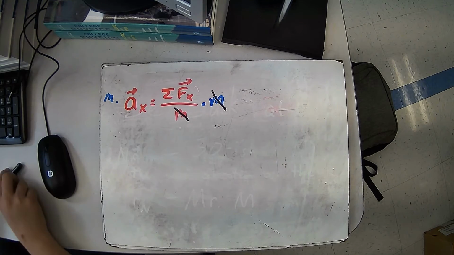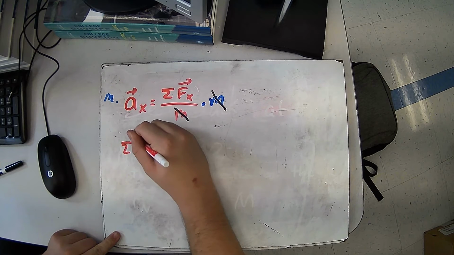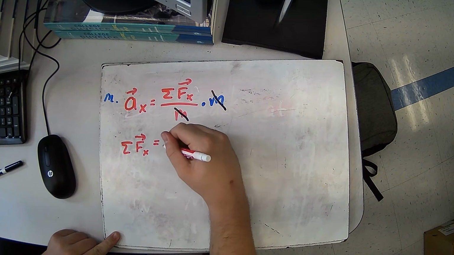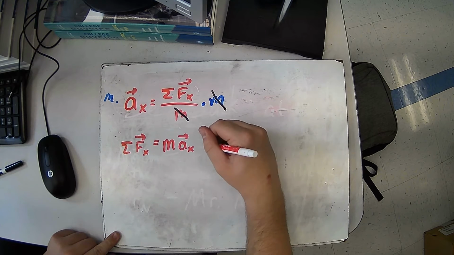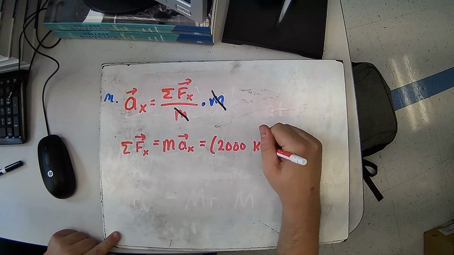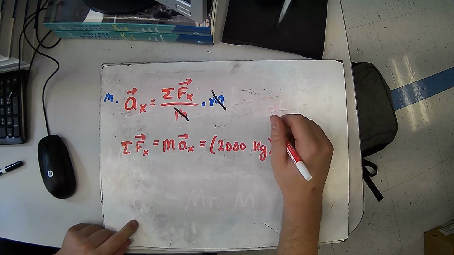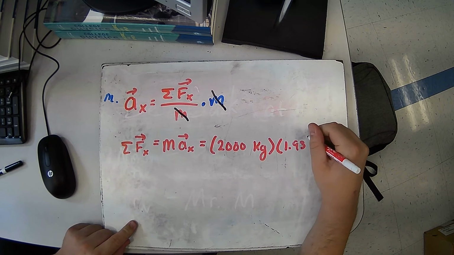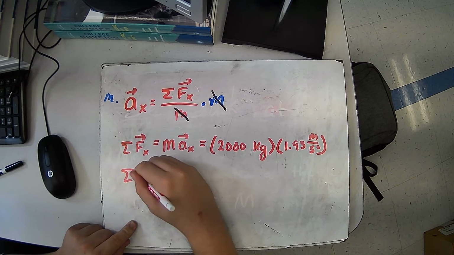And we are left with the sum of the forces in the x direction, that's this side of the equation, equals the mass times the acceleration in the x direction. We know that it's a 2,000 kilogram car. We just computed that acceleration to be 1.93 meters per second squared.